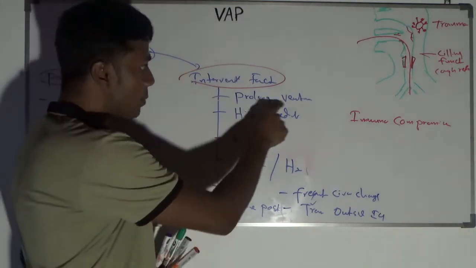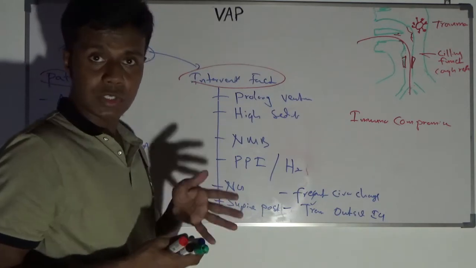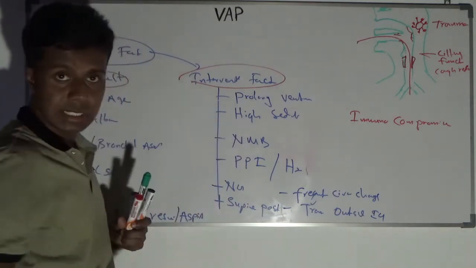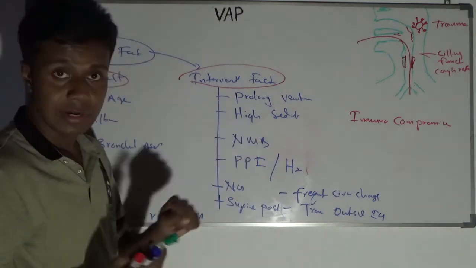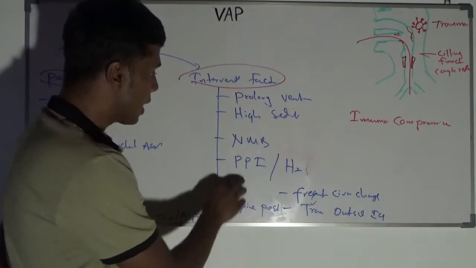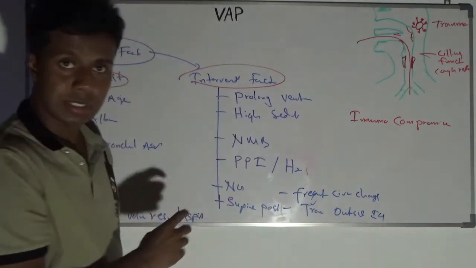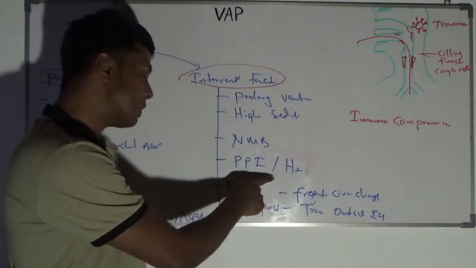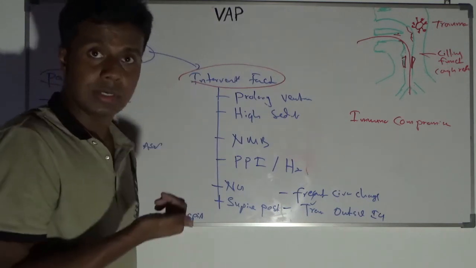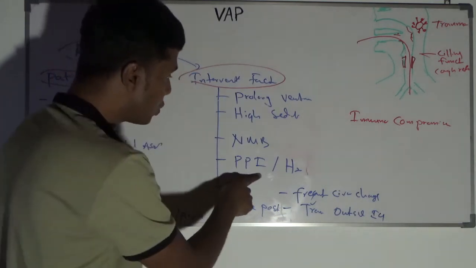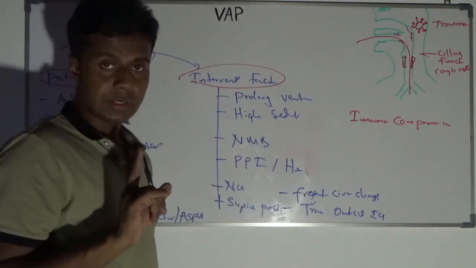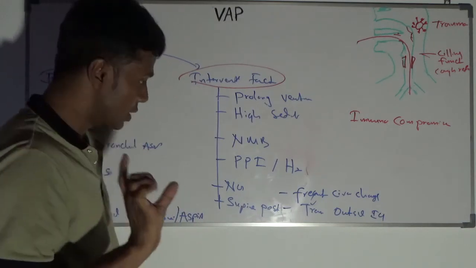The interventional factors are prolonged ventilation. If you are not in a hurry to extubate, the patient can develop ventilator associated pneumonia. If you give high sedation, again there is a high risk of getting ventilator associated pneumonia. Neuromuscular blockers are also associated with high risk. Proton pump inhibitors and H2 receptor blockers reduce the gastric acidity. In case of aspiration, a lot of bacterial material can come into your throat and be aspirated. So if you use H2 receptor blockers or proton pump inhibitors, the patient has a little bit higher risk of having ventilator associated pneumonia.